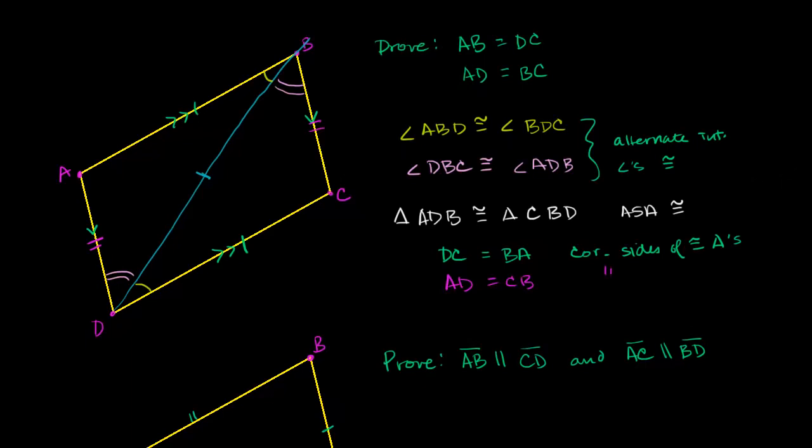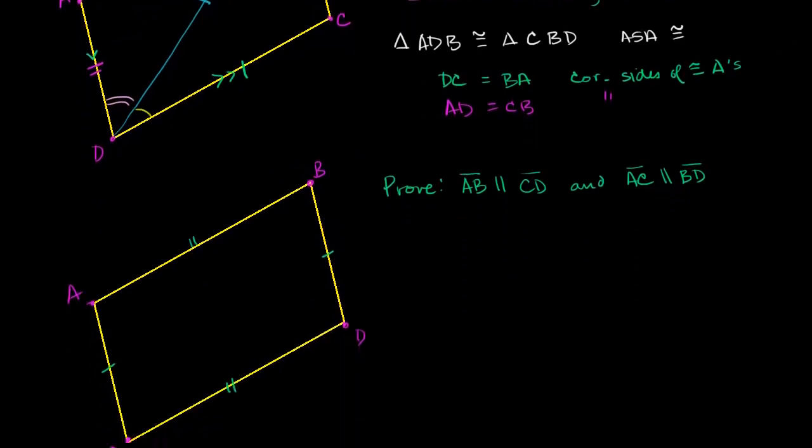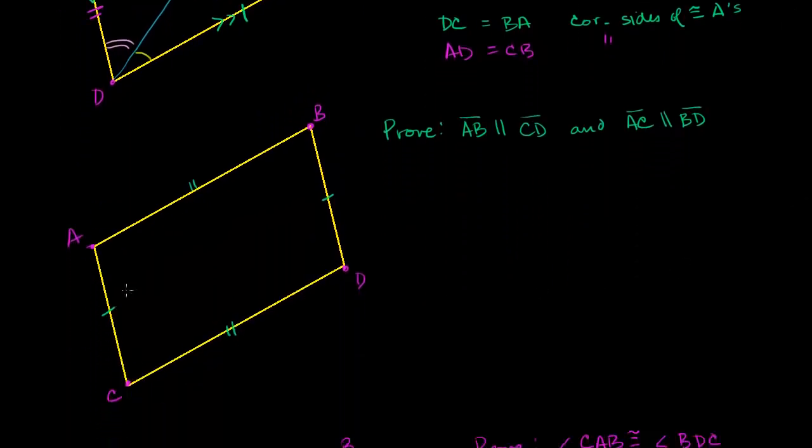Now let's go the other way. Let's say that we have some type of a quadrilateral, and we know that the opposite sides are congruent. Can we prove to ourselves that this is a parallelogram? Well, it's kind of the same proof in reverse. So let's draw a diagonal here, since we know a lot about triangles. That's the hardest part. Let's see. That's pretty good.